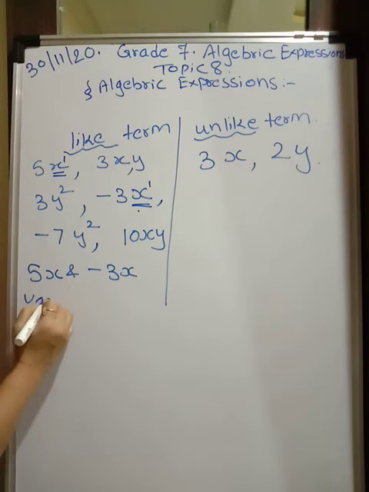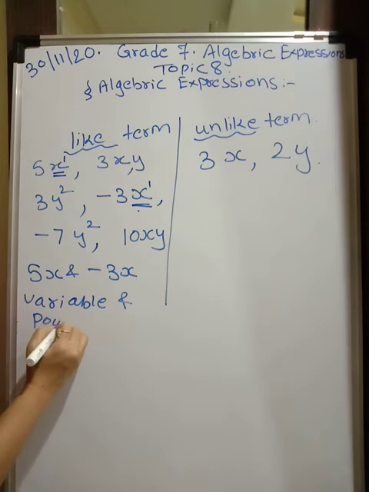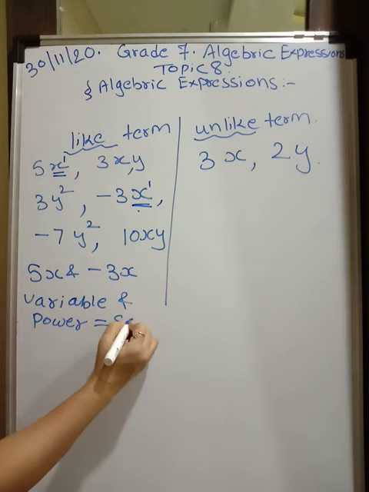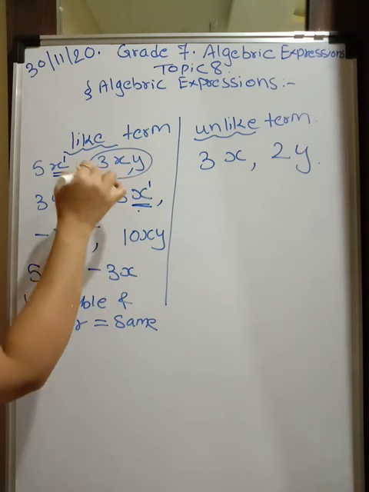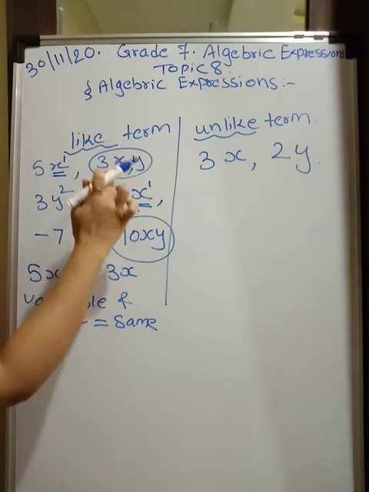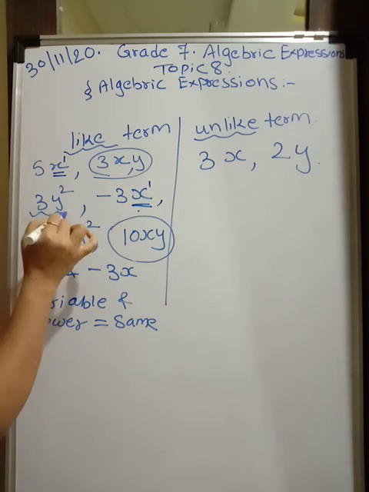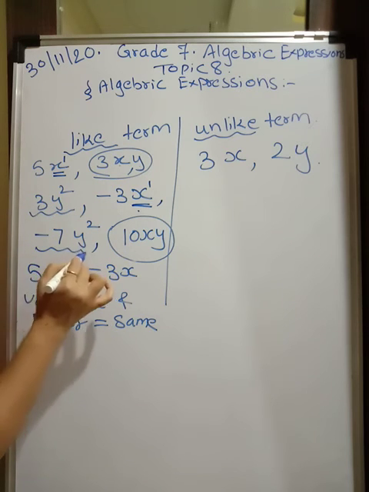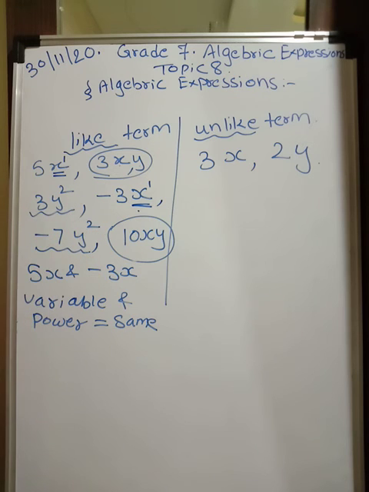So variable and power of the variable should be same. So in that case, see, 3xy and 10xy, xy, these two are like terms. Understanding? Similarly, you have 3y square and minus 7y square. Same variable, same power. So these two are like terms.